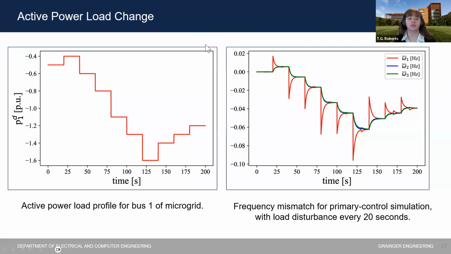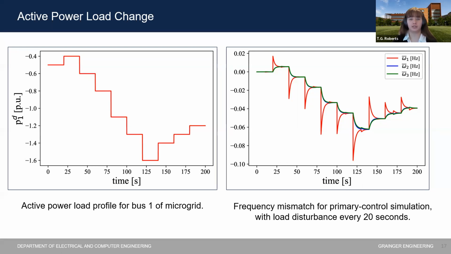So this simulation result shows the simulation without secondary control added. We see the active power load change here over 200 seconds. And then at each time step, primary control stabilizes our frequency. So this is frequency mismatch. We want it to be at 0. So it's frequency minus 60 hertz. We want it to be at 0, but it is slightly off from 0 and deviating away, but it is stable. So I will show in a minute what happens when we implement our secondary frequency controller.